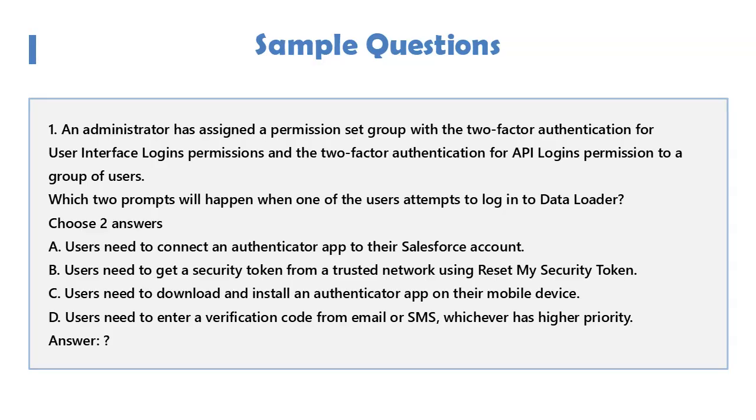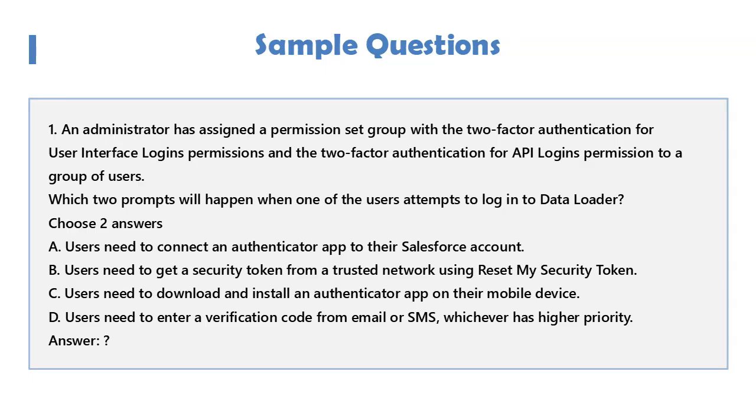1. An administrator has assigned a permission set group with the two-factor authentication for user interface logins permission and the two-factor authentication for API logins permission to a group of users. Which two prompts will happen when one of the users attempts to log in to Data Loader? Choose two answers. A. Users need to connect an authenticator app to their Salesforce account.